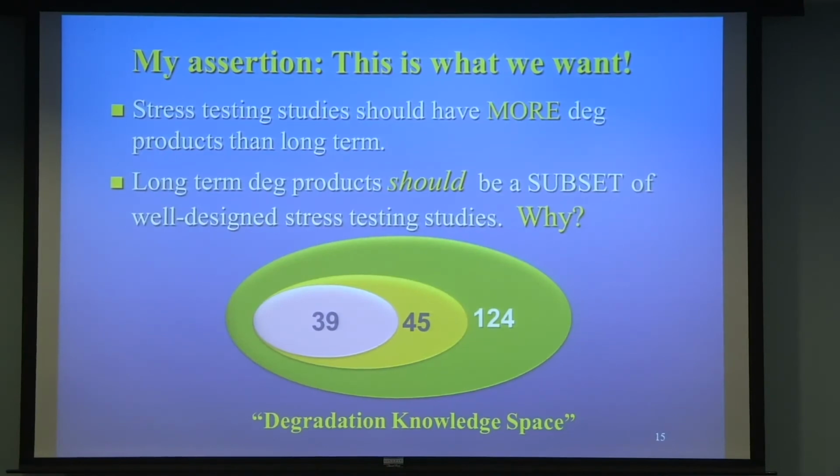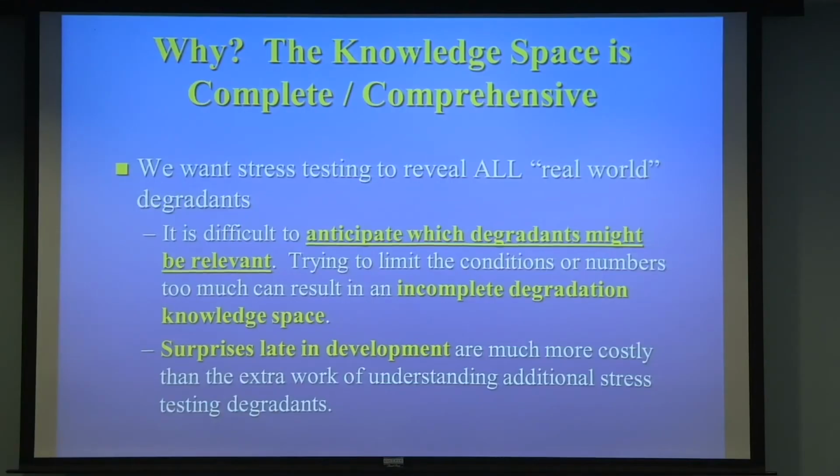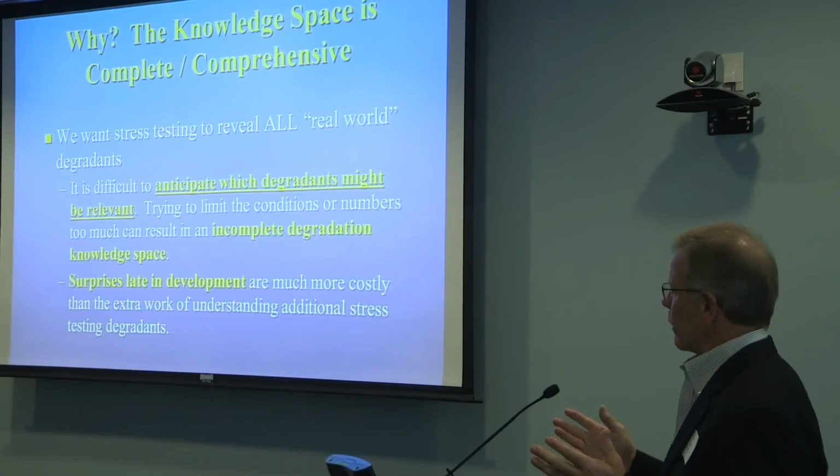So my assertion is that we want our stress testing studies to have more degradation products than long-term. We don't want it to just produce what's going to happen, because we want confidence that our method will detect all of the long-term degradants. We want it to be a subset so that we know that we're comprehensive. Why do we want to reveal all of them? It's difficult to anticipate which of those major degradation products that you observe in stress testing are going to be the ones that are relevant, and you need a method that can detect it.